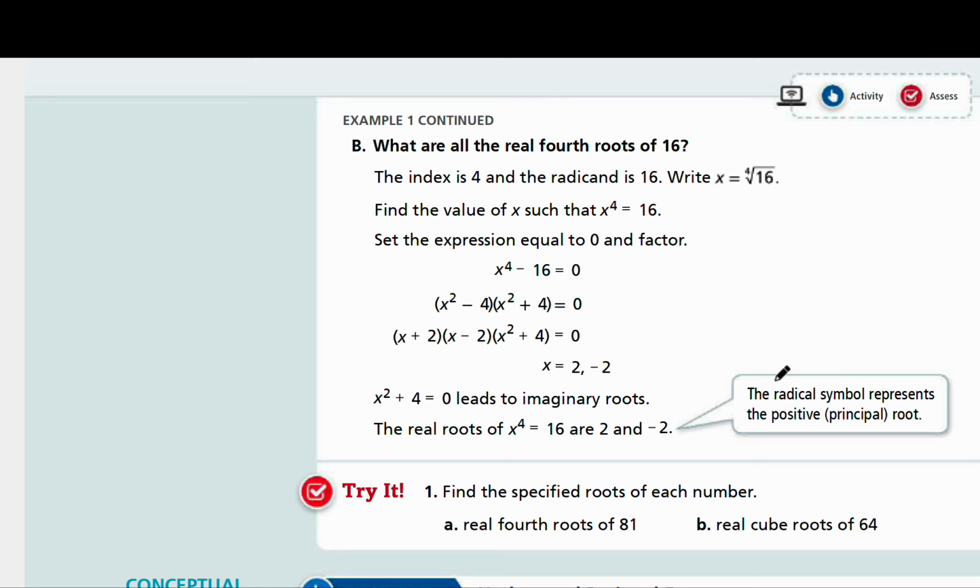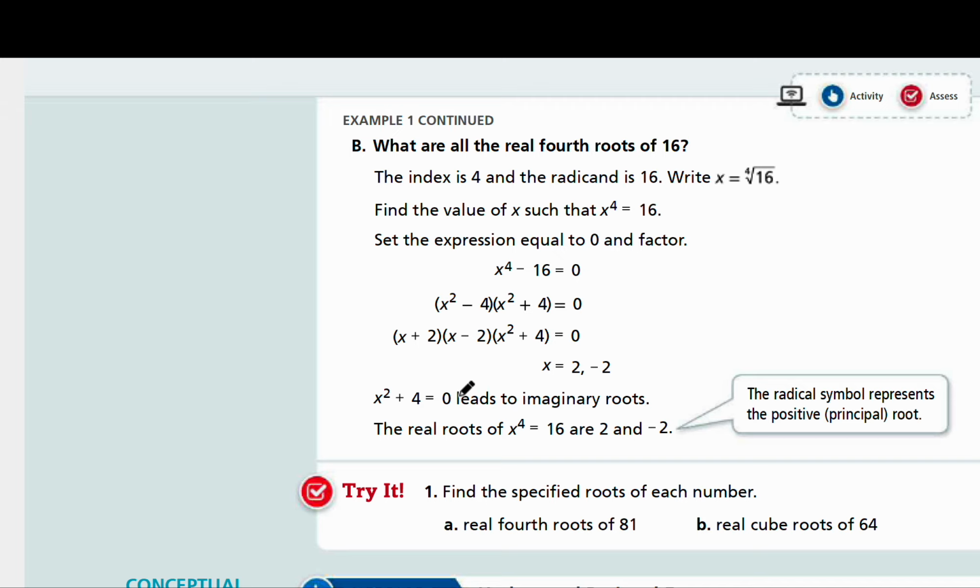What are all the real fourth roots of 16? Now we're going to find all the real roots of 16 to the 1/4 power. The index is 4 and the radicand is 16, so you can write the radical symbol, fourth root of 16, and then figure out the roots. You'll see plus and minus 2 will be the positive and negative real roots.